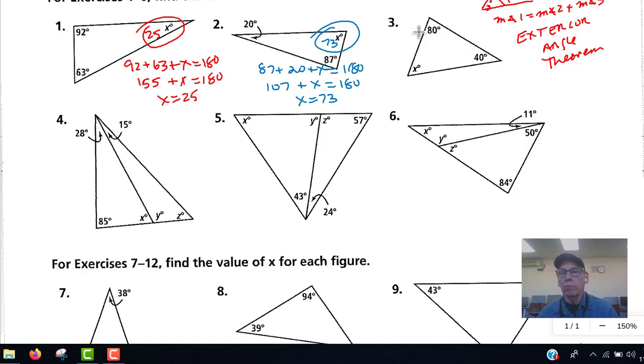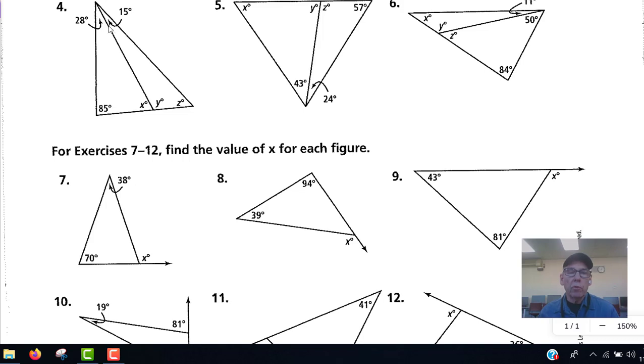Number 3, 80 and 40 adds up to 120. And 180, take away 120, equals x, which is equal to 60. So 60 degrees is going to be our angle there. Let's move up.